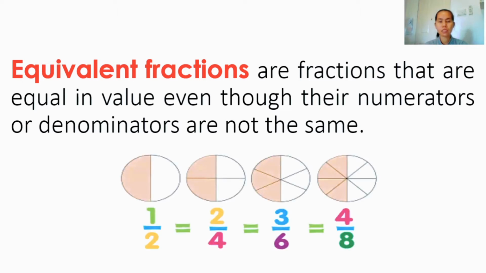As we can see in the example below, 1 over 2, 2 over 4, 3 over 6, and 4 over 8, the shaded parts in the circle are the same size, are equal, right? It means 1 over 2 is equal to 2 over 4, is equal to 3 over 6, is equal to 4 over 8. Therefore, 1 over 2, 2 over 4, 3 over 6, and 4 over 8 are equivalent fractions.